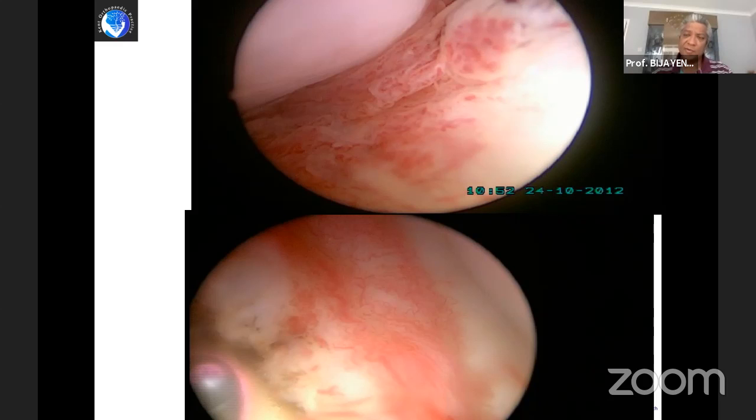The arthroscopic capsular release is useful when the patient is in the frozen phase, when pain is the overbearing symptom. And after that, you would have the rehabilitation.